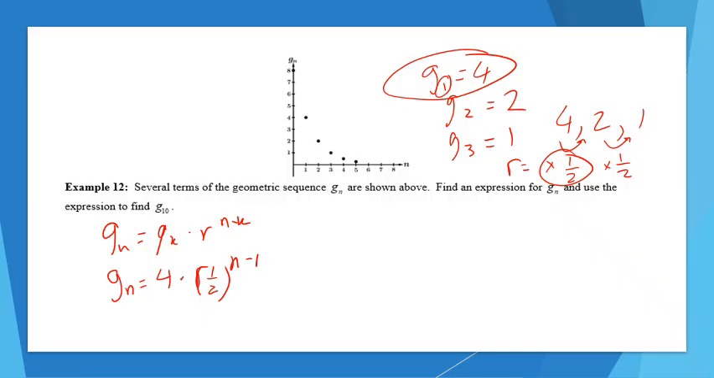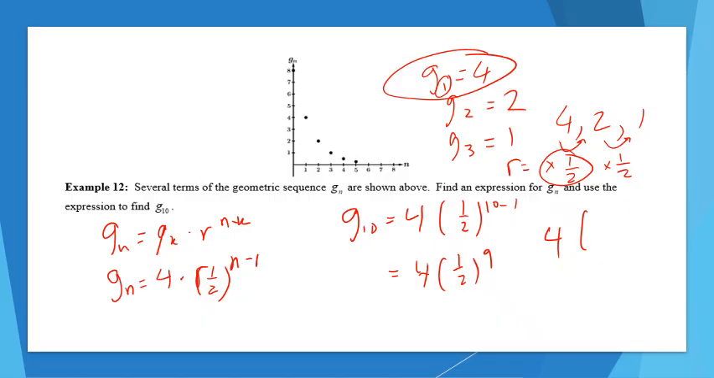And then to find g of 10, what we want to do here is take g of 10 equals 4 times 1/2 to the power of 10 minus 1. This should be 4 times 1/2 to the power of 9. And then this should be 4 times 1 over 512, which is 1 over 128. If you use the calculator, you should get 0.0078125 as a decimal approximation as well.